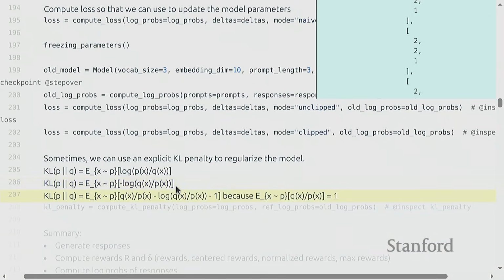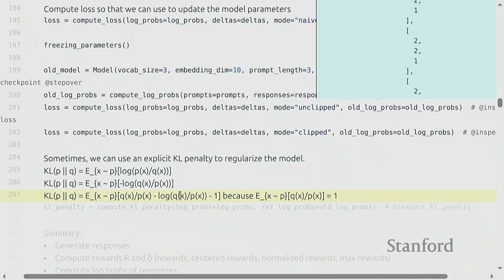It turns out that this particular estimate can have lower variance, where you just do Q over P minus the log minus 1. It looks a little bit weird, but you can check that this is identical. Everything's equal because the expectation of Q over P is just 1. So this part is just 1, and you subtract 1, which is 0. So you're just left with this original term.